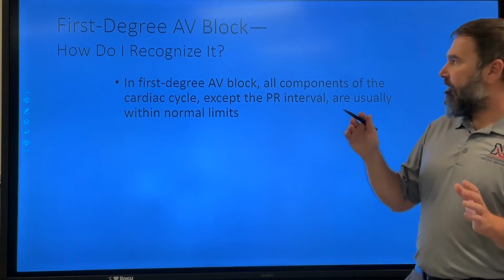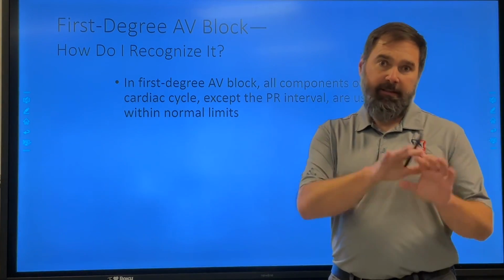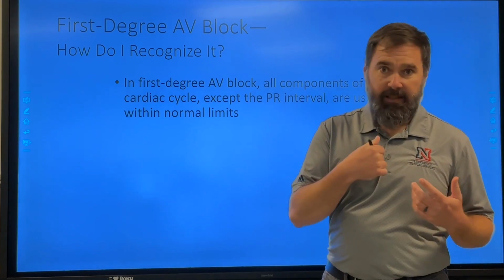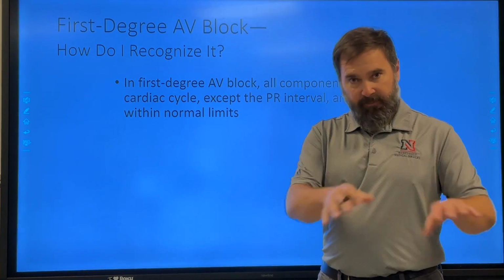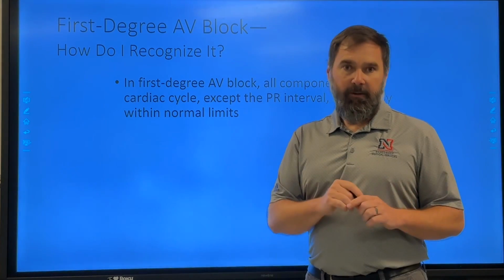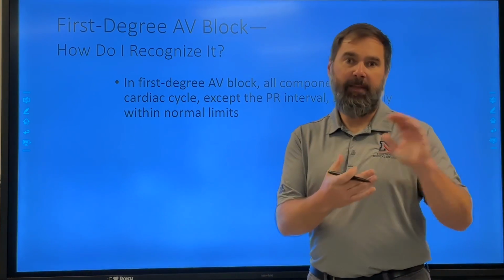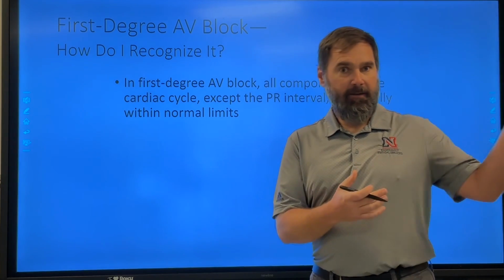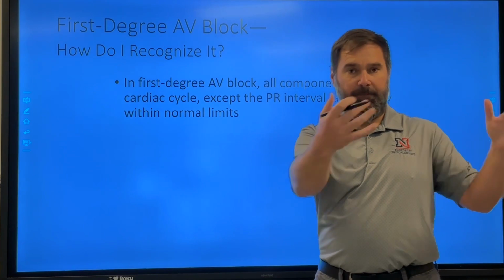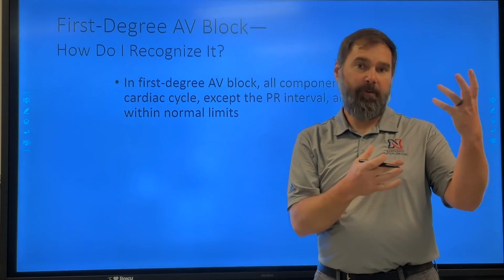With a first degree AV block, all components of the cardiac cycle, from the SA node sending that signal over the internal pathways and Bachmann's bundle, to the AV node, to that transmission down to the ventricles and the Purkinje system, is all intact. One major component of that is the length of time that the AV node holds on to that impulse from the SA node. Normally the SA node sends the impulse, it goes over depolarized atria, the impulse makes it to the AV node, and the AV node holds on to it momentarily to allow for atrial kick.